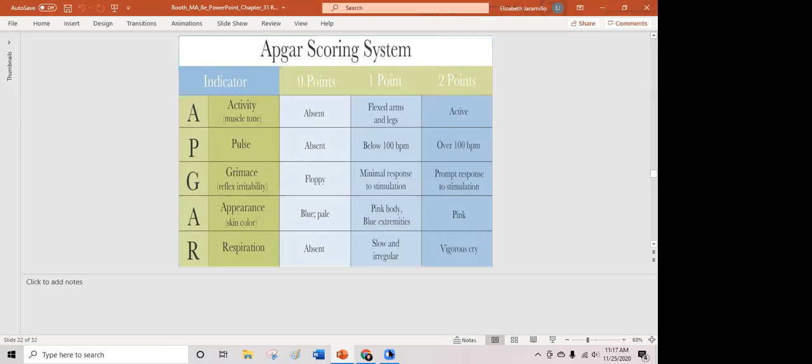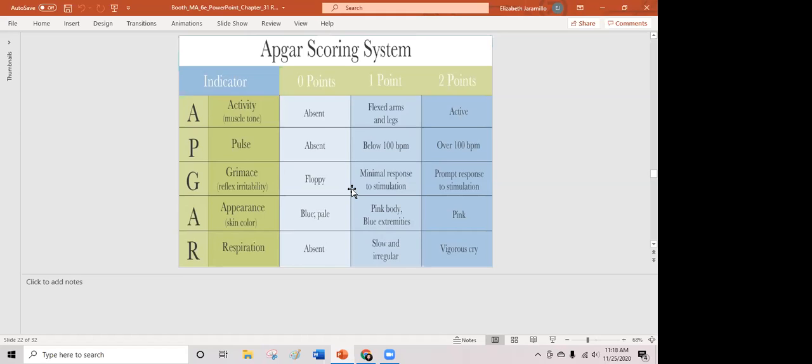So here's the APGAR. Again: activity, the muscle tone; pulse; G, grimace, the reflex irritability; appearance, skin color; respiration. And here's the point scale. So when the baby was born, was the activity absent? Was it silent? Did it not move around? Did it just pop out, right? Was there a pulse at first, or did you have to get it going, kind of a thing?